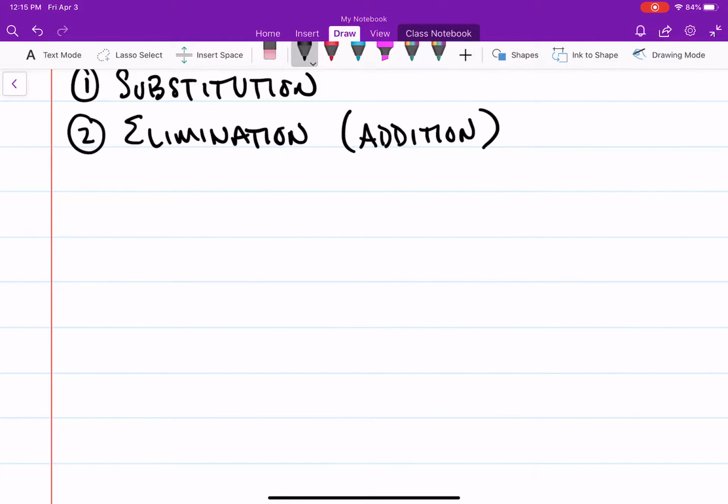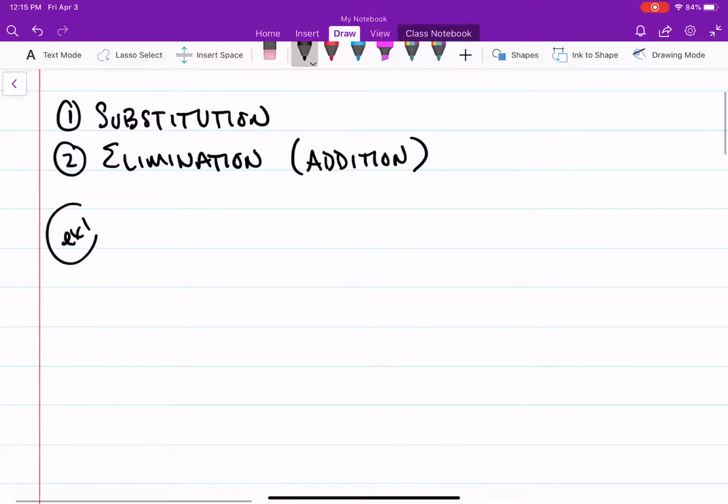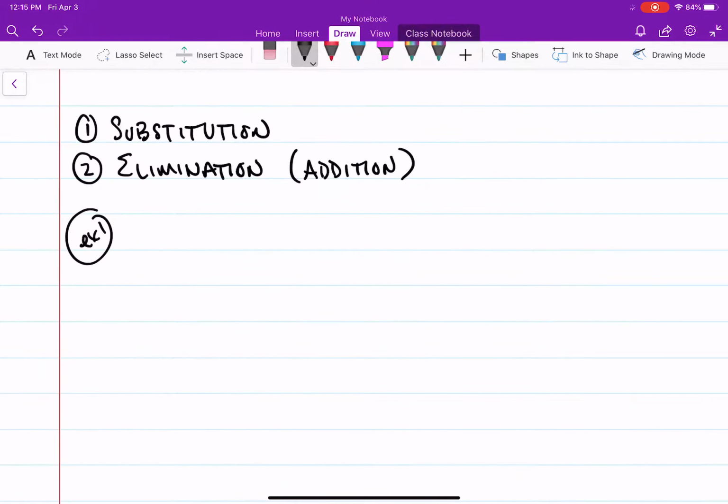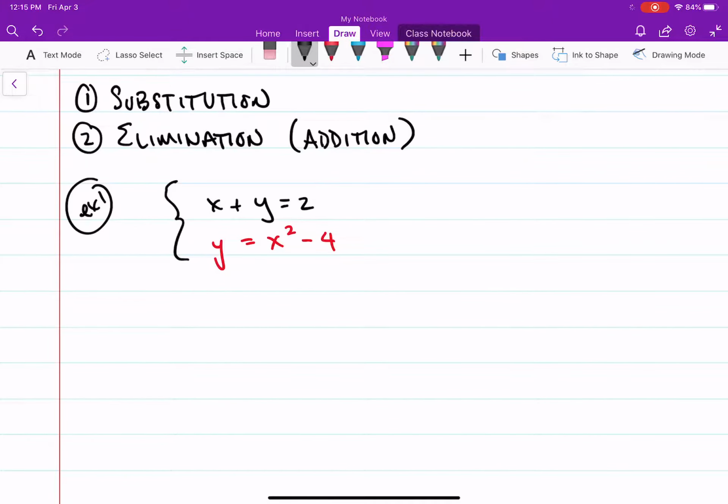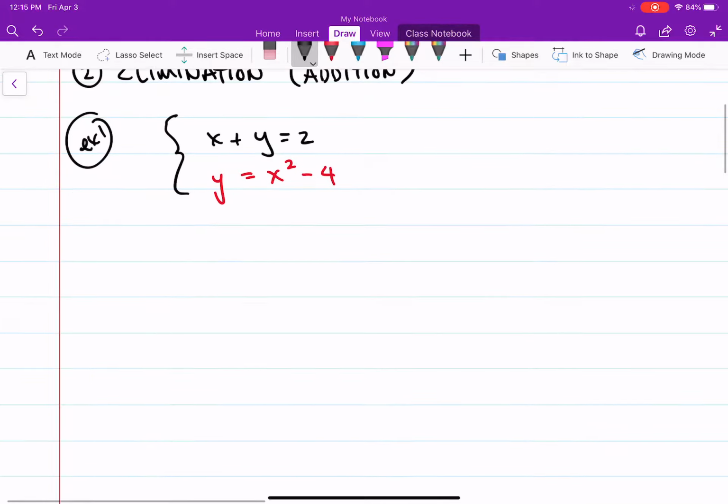So the first example, example one, let's say we're given these two equations here. x plus y is equal to 2, and y is equal to x squared minus 4. So in this case, since the y is already solved to be equal to itself, what we're going to do is, I'm going to make that red, all right? So what we're going to do is substitute the second equation into the first equation. So it's going to look something like this.